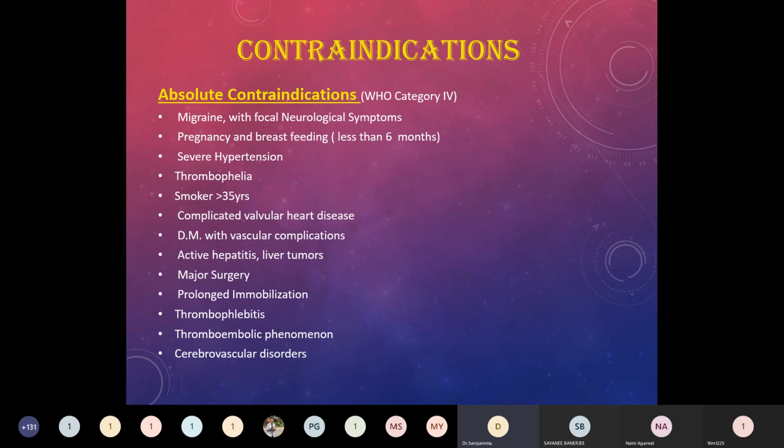And what are the contraindications? Absolute contraindications, as I already told, that is WHO category 4, with cases of migraine, pregnancy and breastfeeding, hypertension, thrombophilia, smoker more than 35 years, complicated valvular heart disease, diabetes more than 20 years with vascular complications, hepatitis, like all the organs you think and read. Some common ones are major surgery, women posted for major surgery, even if she was taking, we should stop at least 1 week prior, and where after surgery prolonged immobilization is expected for the risk of thromboembolism, and cerebrovascular accident and thrombophlebitis are some of the other major contraindications.